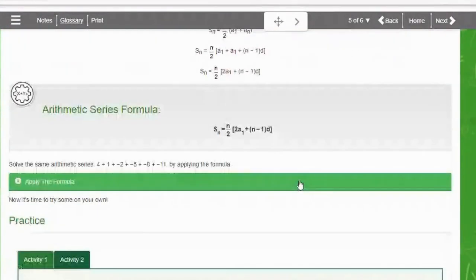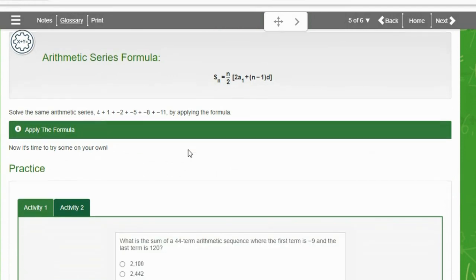Let's see, they get that? They put the N minus 1 times D. That's the same thing, right? D times N minus 1, N minus 1 times D. All right, so that is the arithmetic series formula if we don't know the last term.